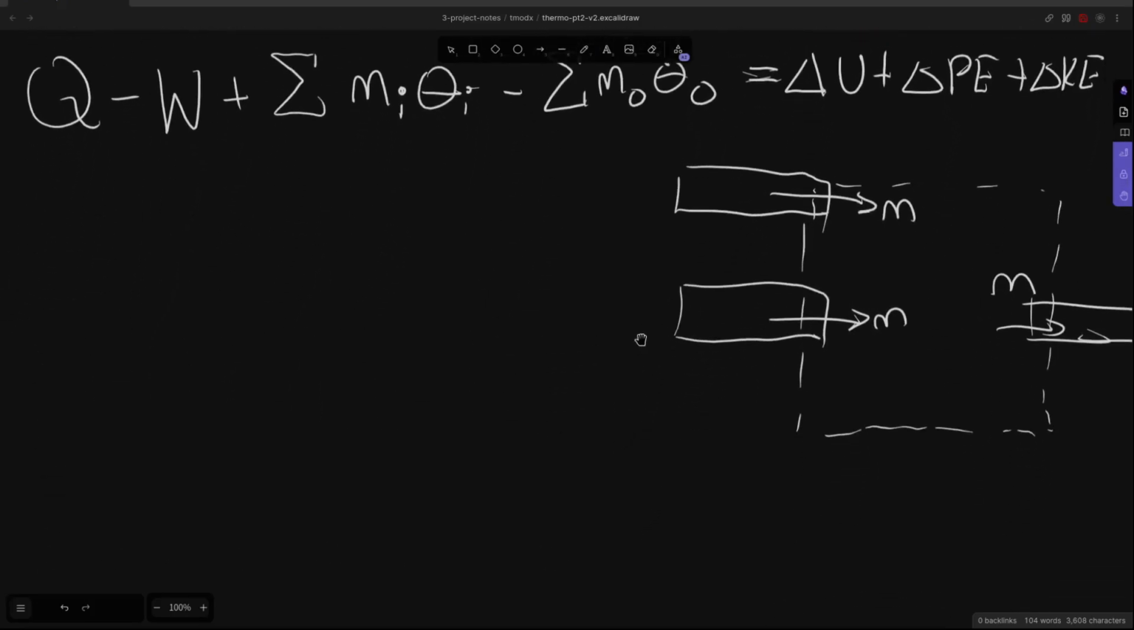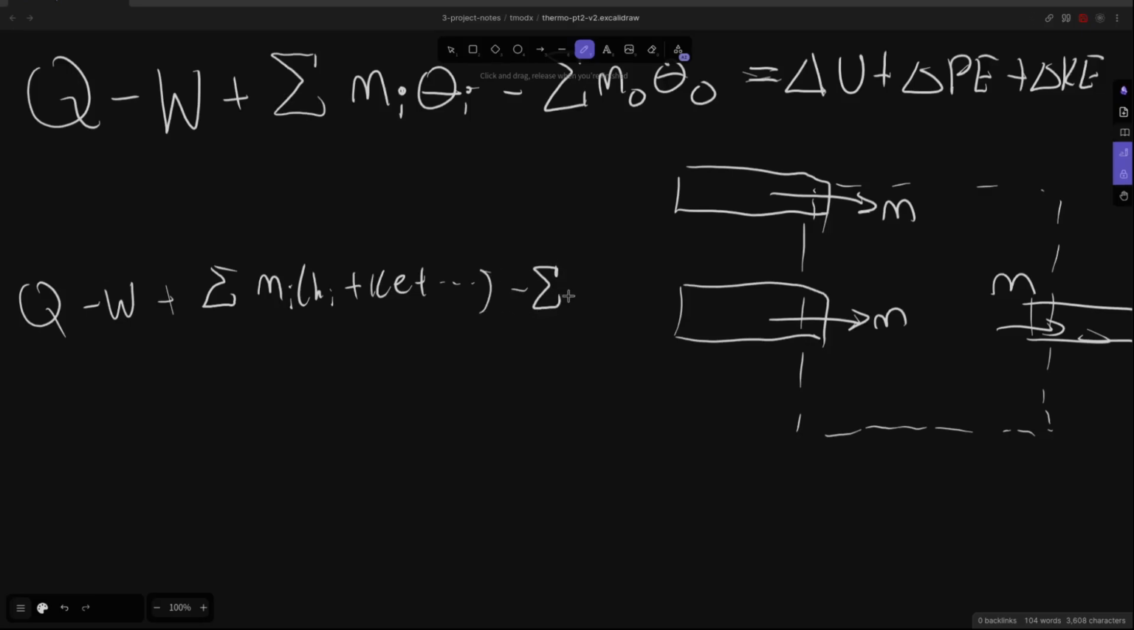Okay? So we have Q minus W plus the sum of, if you really wanted to break this out, you could do mass inlet times h inlet plus ke inlet plus, you get the point. We would just break out each of these terms equals all of this, right? All of our thetas we could break out into h plus ke plus pe per unit mass.